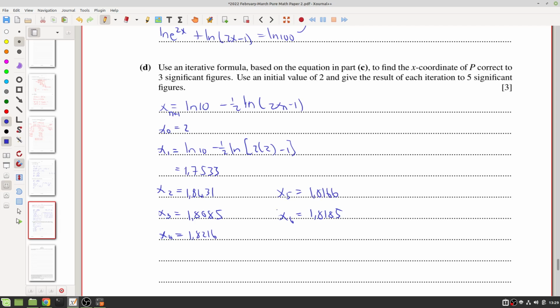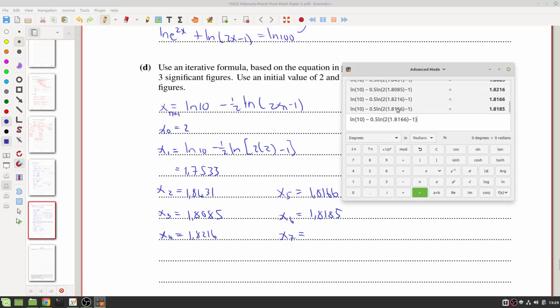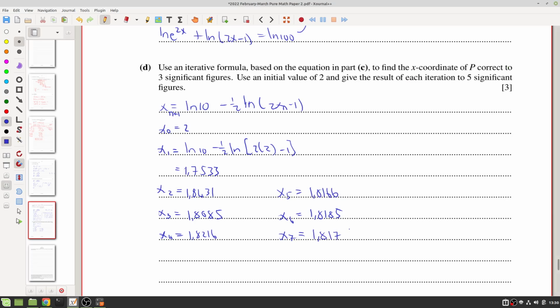Looks like it rounds to 1.82 for 3 in a row already, both above and below. Let's just do another one to make sure. From 1.8185 we get 1.8178. So yeah, again it rounds to 1.82. So we can say x is 1.82.